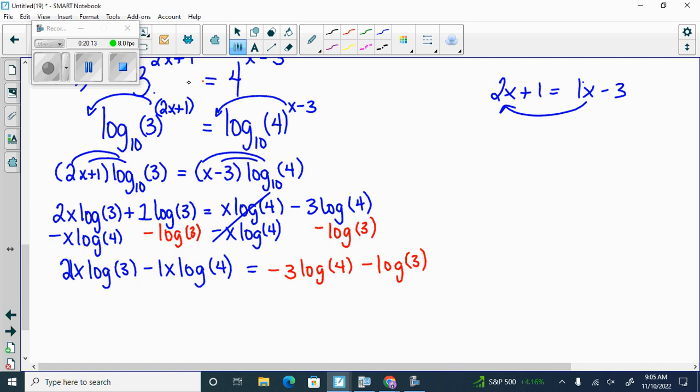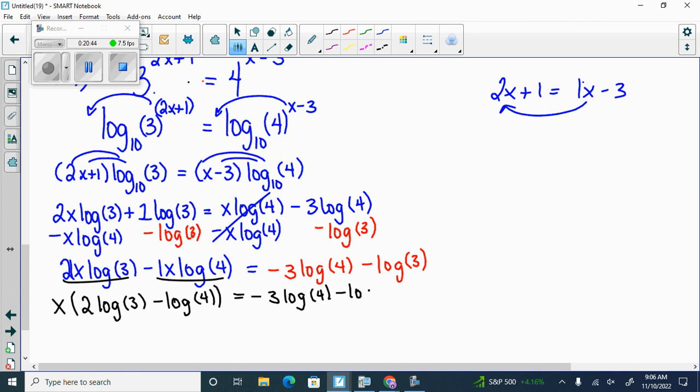The reason why we get the x's to one side is so that we can take an x out of both terms. Here's the term, here's the term. There's 2 times x times log 3, 1 times x times log 4. I can take an x out because they're all multiplied. So I take out an x, and I'm left with 2 log of 3 minus log 4 equals negative 3 log 4 minus log 3.